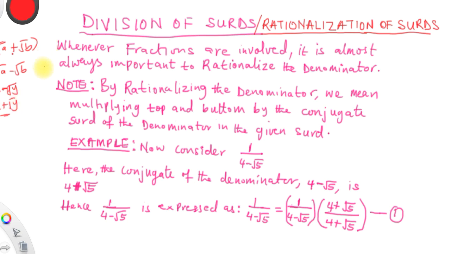But the conjugate surds are very important because they are used for rationalization or division of surds. To be able to divide surds, you have to know what conjugate surds are. You have to know that very well. Otherwise, you will not be able to simplify or rationalize surds, or divide surds. If you don't know what conjugate surds are, then you will not be able to deal with the operation of division of surds.